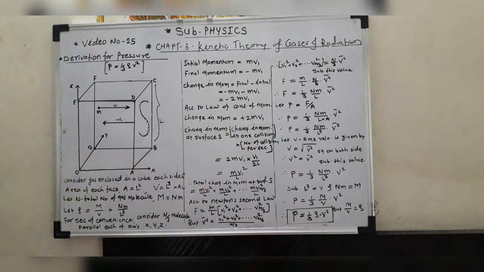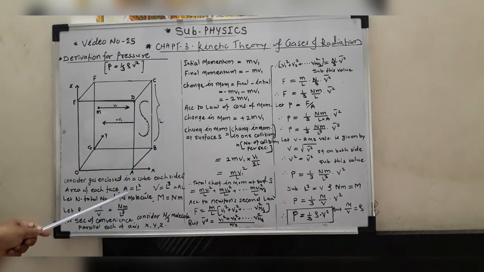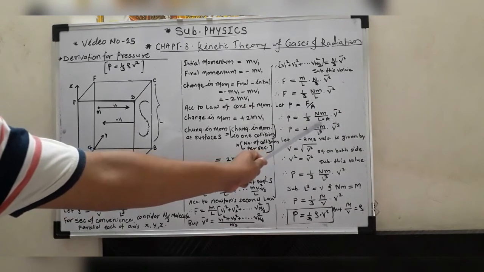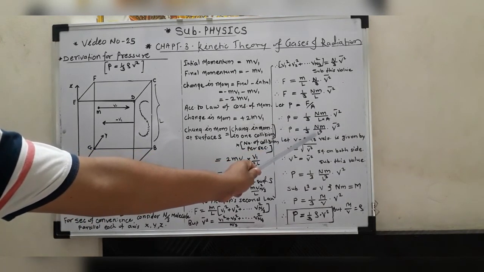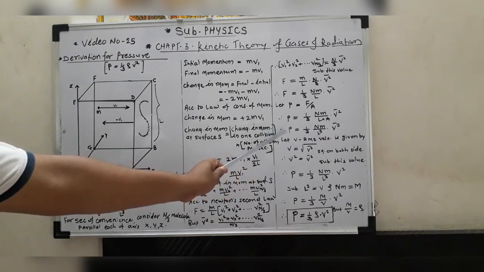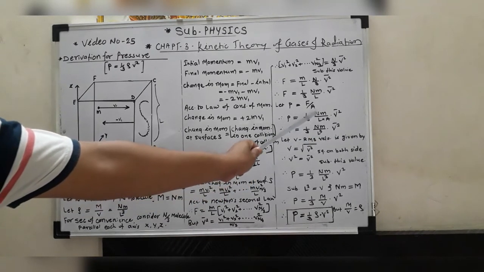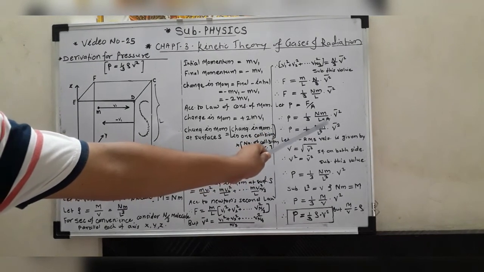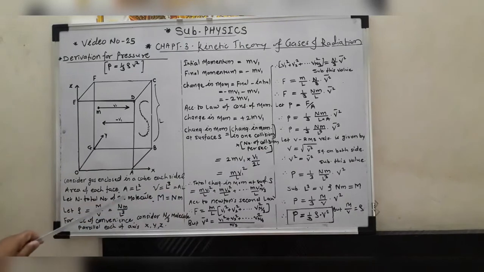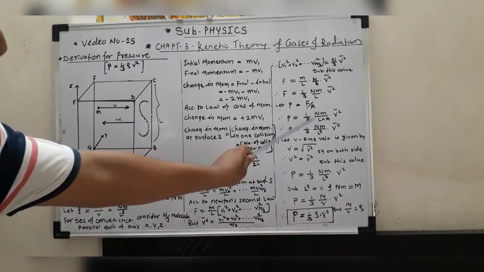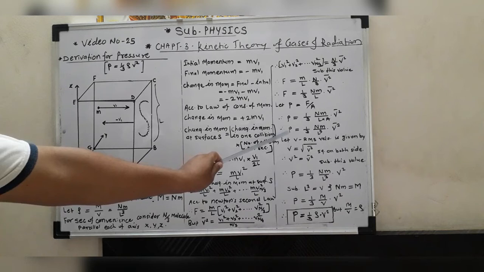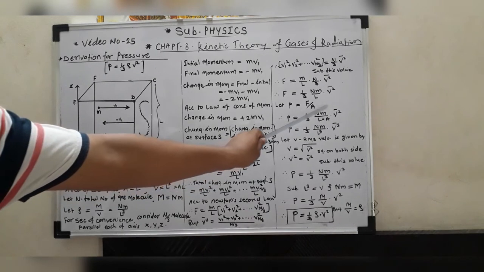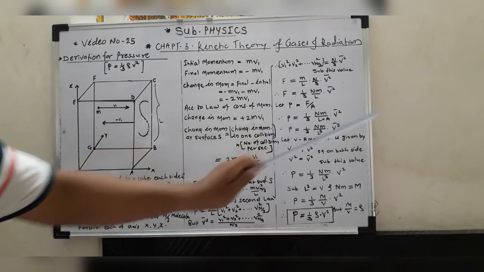A is there, and this area is nothing but what? That is L square. Initially we have to write here the area of each surface, A is equal to L square, and this L square into L is nothing but L cube. See here, P is equal to 1/3 nm as it is, v square bar as it is, L into area, and area is nothing but L square. L square into L, that is L cube. Therefore, P is equal to 1/3 Nm upon L cube into V square bar.